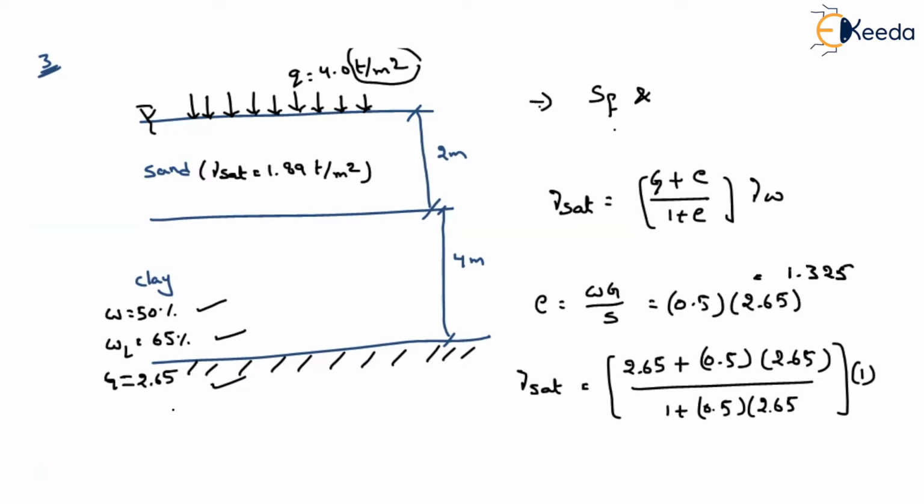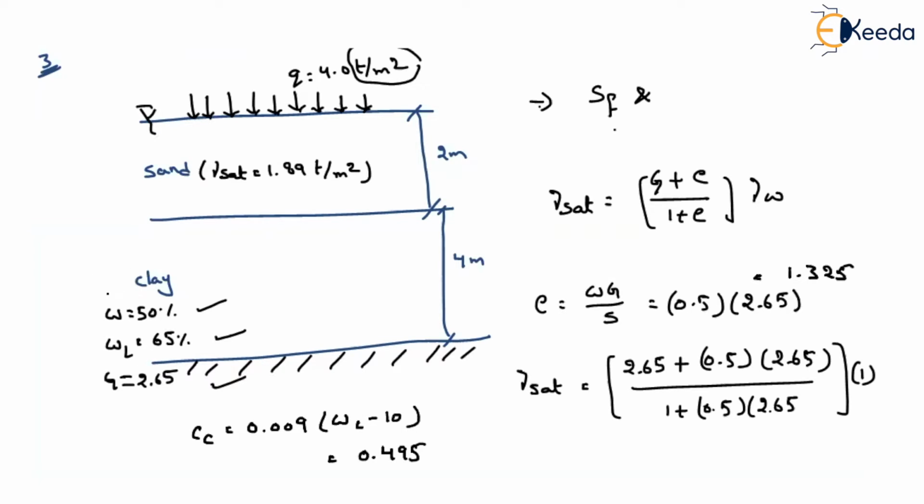Right? What about the compression index? If we know the liquid limit, I can express the compression index as 0.009 into (WL minus 10). So if we substitute the value here, then we will get around 0.495. So the thing is that we have to find out the initial and final effective stress.